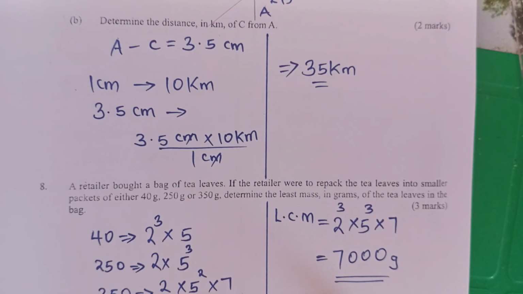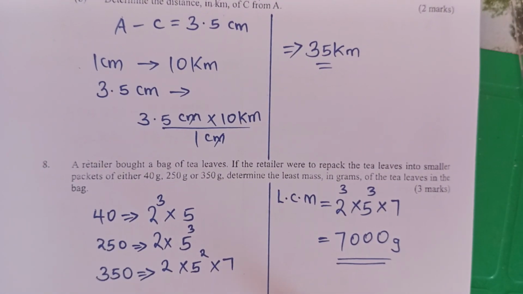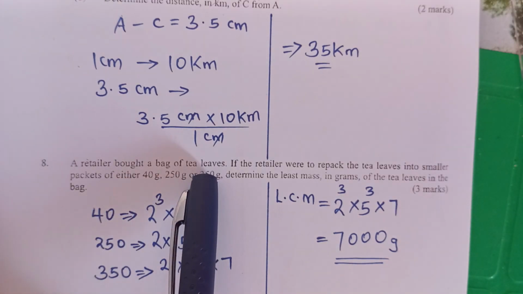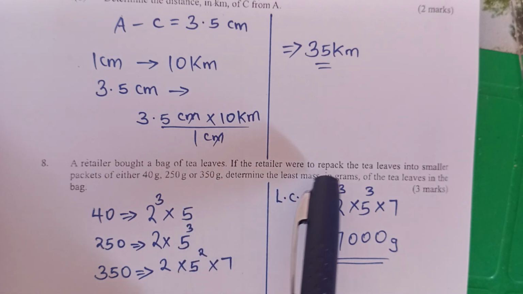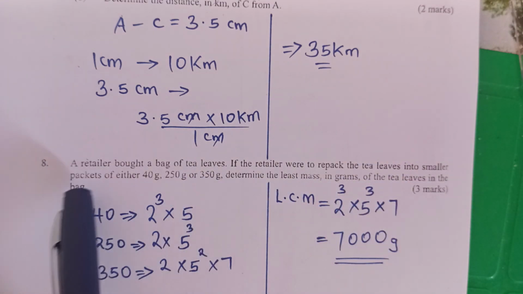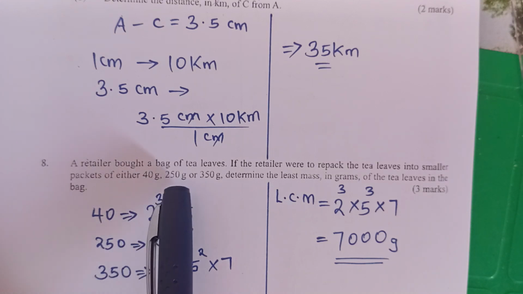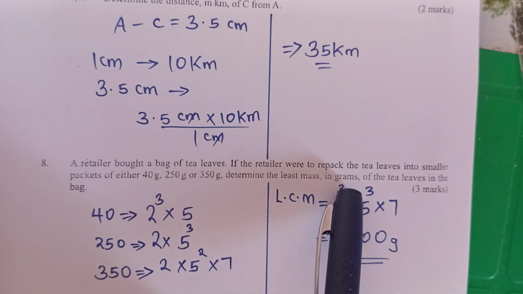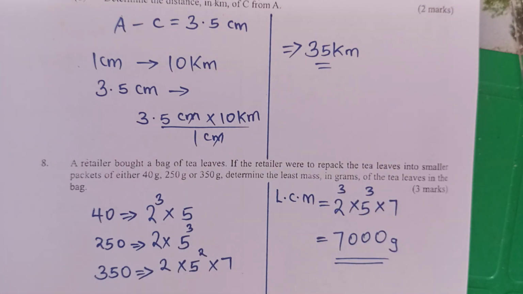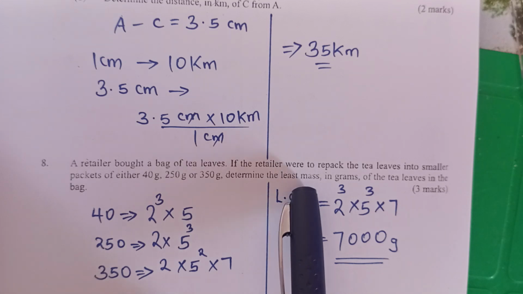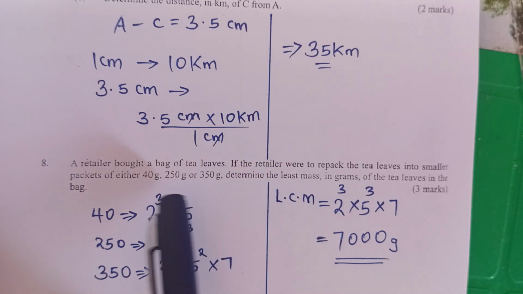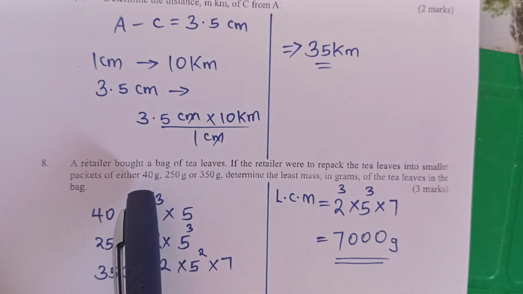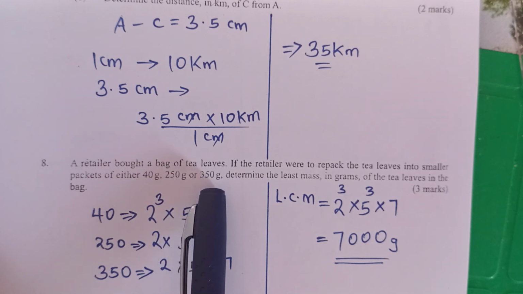Next is question number 8. And question number 8 reads, a retailer bought a bag of tea leaves. If the retailer were to repack the tea leaves into smaller packets of either 40 grams, 250 grams, or 350 grams, determine the least mass in grams of the tea leaves in the bag. So you come across this term here, least or lowest, we are to look for the LCM of these values given. So in other words, they are telling you to determine the LCM of 40, 250, and 350.